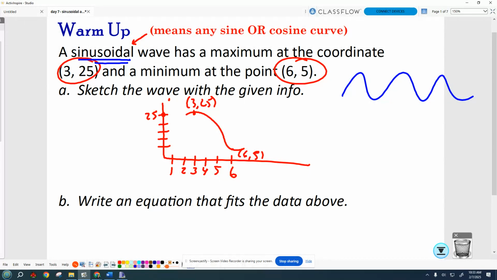So it gave us two coordinates. The high point is at (3, 25). The low point is at (6, 5). With just those two pieces of information, you should be able to give me the equation that does this wiggle, wiggle, wiggle, wiggle.